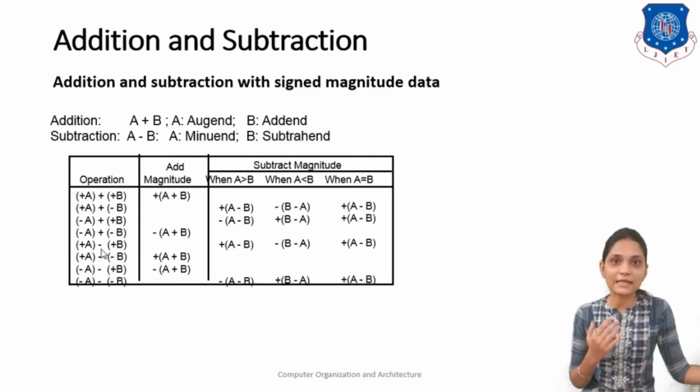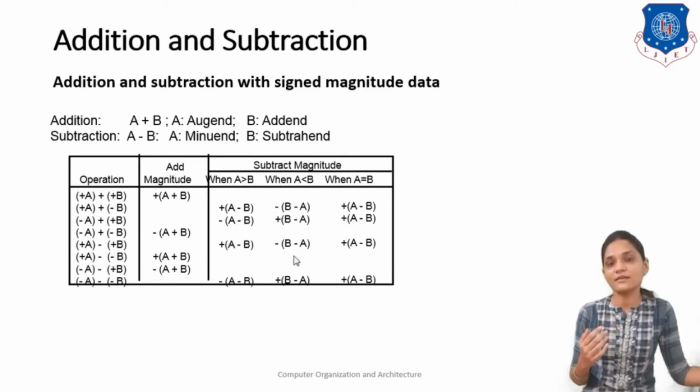If your A is greater than B, your sign will be positive. If your A is less than B, your sign will be negative. And if both are equal, then positive A minus B is the same as 0.